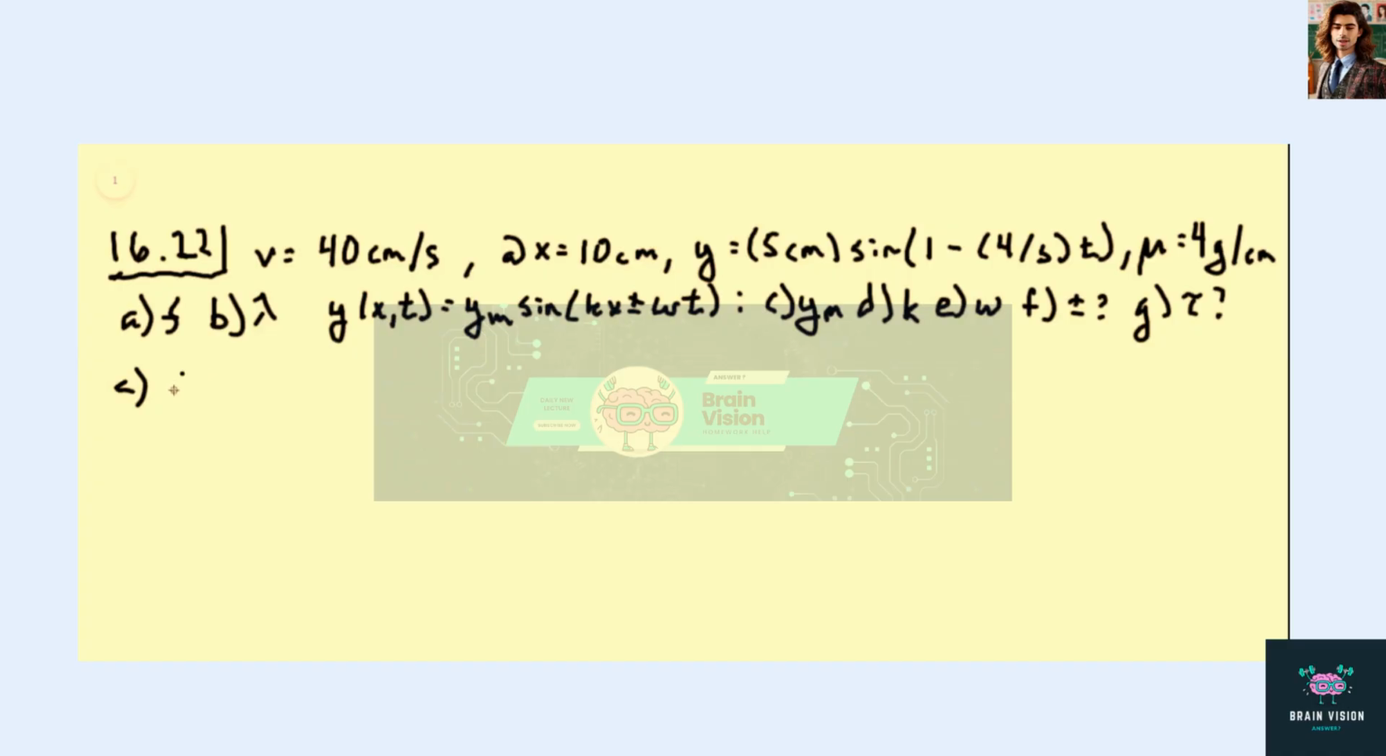And then if the general form for any point on the string is what we're used to seeing, then we want to find all of these things. So the amplitude, the wave number, angular frequency, and whether we need a plus or minus here. And then we'd also like to find the tension in the string.